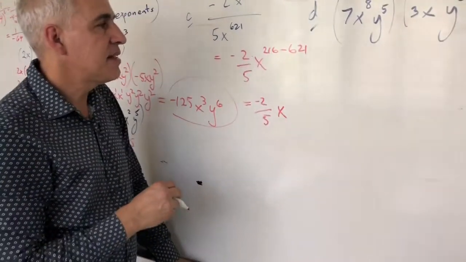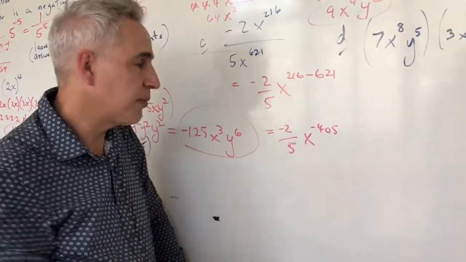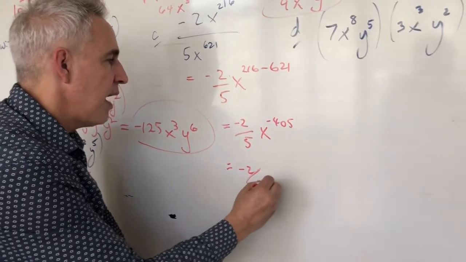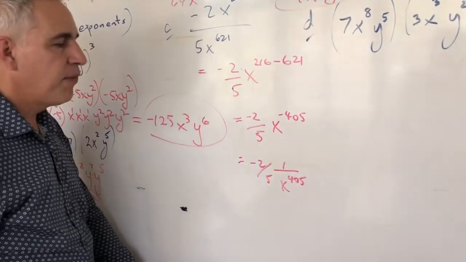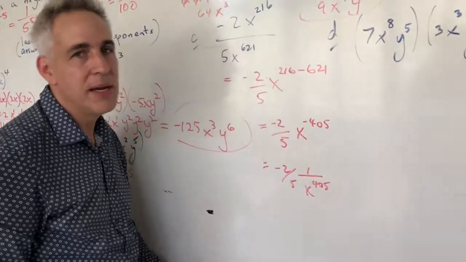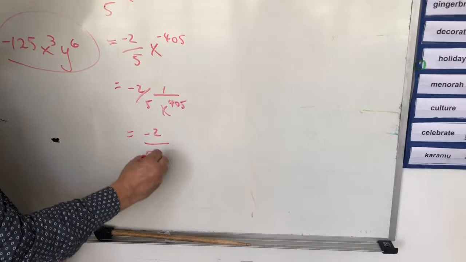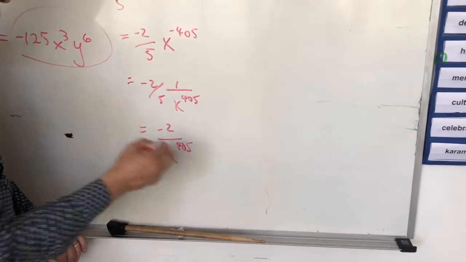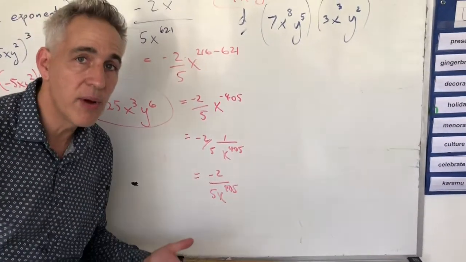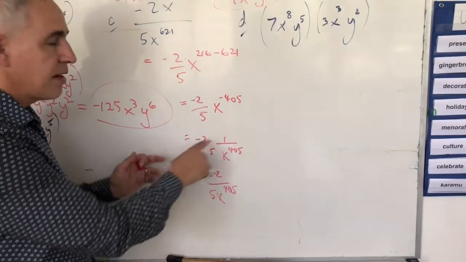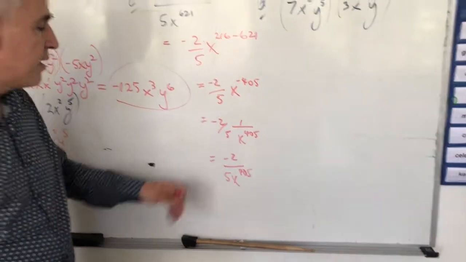So x to the 216 minus 621. Remember 1 over. Whenever we have a negative exponent, we write 1 over a positive exponent. So it's equal to negative 2/5 and 1 over x to the 405. And I'm talking the same 405 as our beloved freeway here in Los Angeles. And then we can just write this as negative 2 over 5x to the 405. Yeah. Why? Because this is like a fraction. Negative 2 times 1, we multiply the numerators, we multiply the denominators. Negative 2 times 1 is negative 2. 5 times x to the 405 is 5x to the 405. And there it is, done.